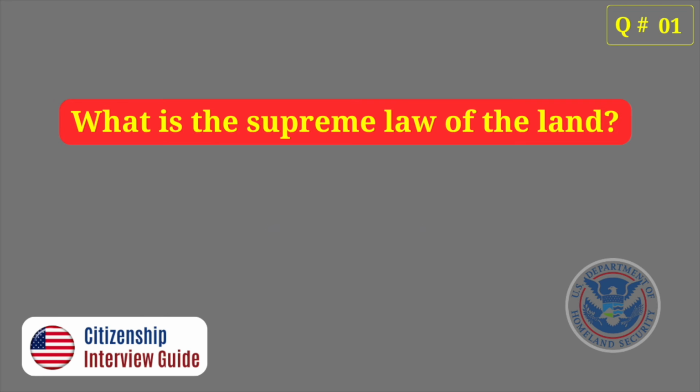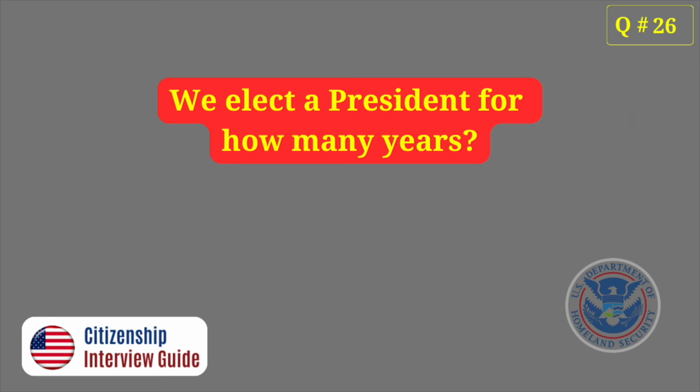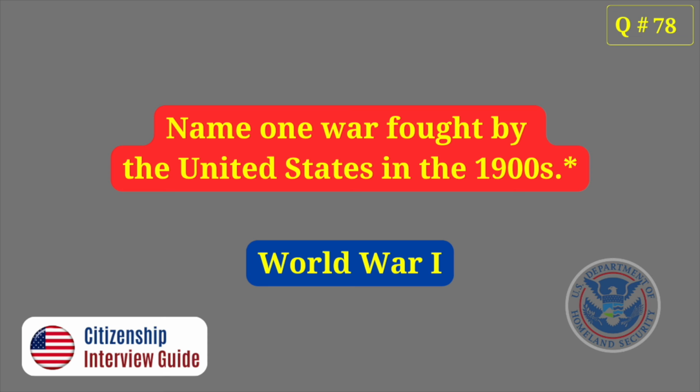What is the supreme law of the land? The Constitution. We elect a president for how many years? Four. Name one war fought by the United States in the 1900s. World War I.